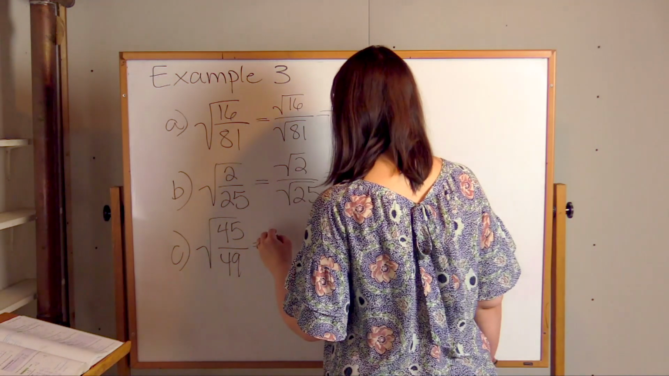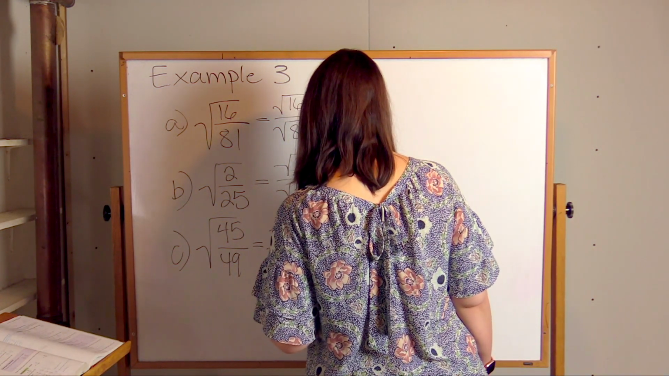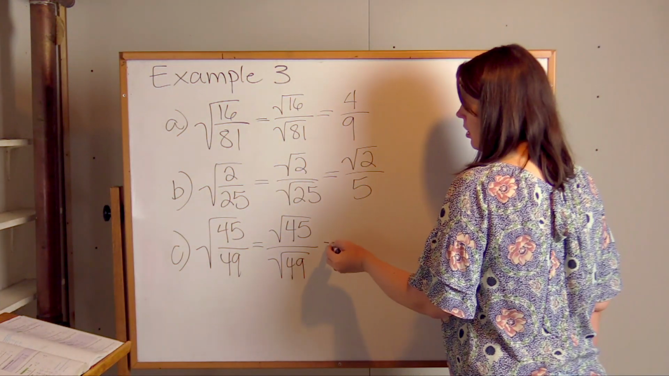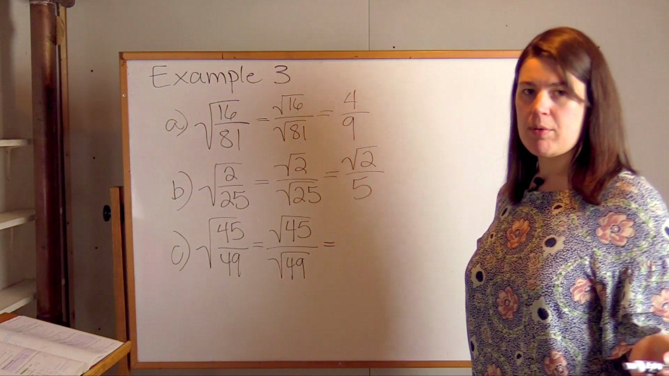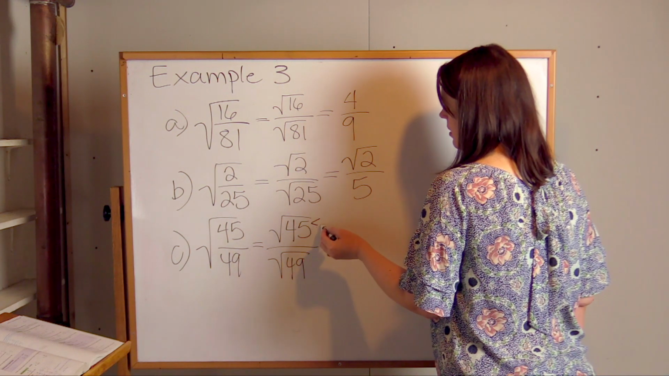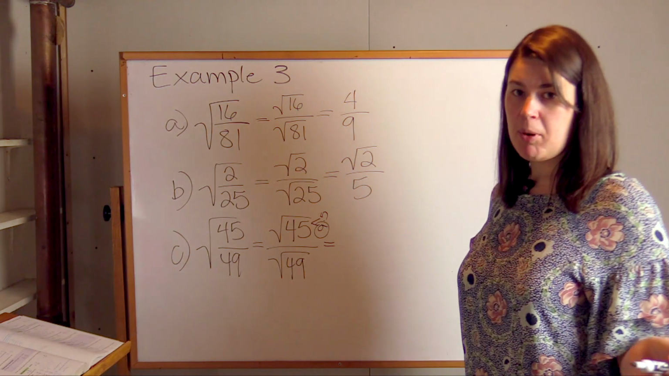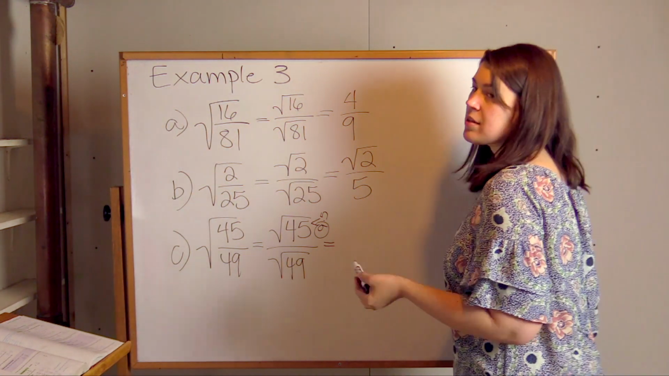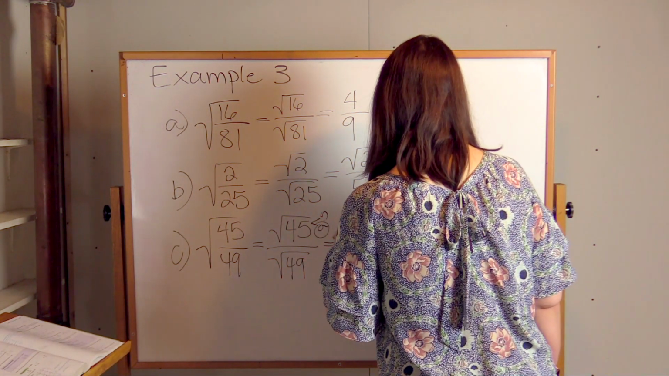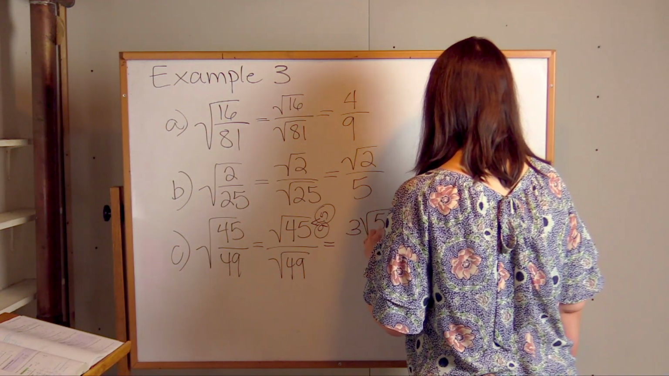All right, so if we break this one up, we have the square root of 45 over the square root of 49. So on top, I can't just take the square root of 45, so I'm going to have to break that up. I know that 45 is 9 times 5. 9 just happens to be a perfect square. So that means I'm going to take the square root of 9. So what's the square root of 9? 3. So 3, what's left behind? That 5. So I have 3 square root of 5.